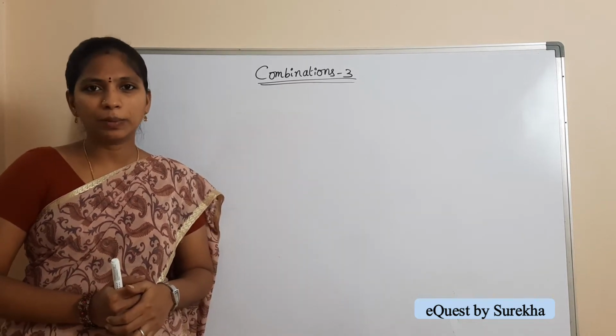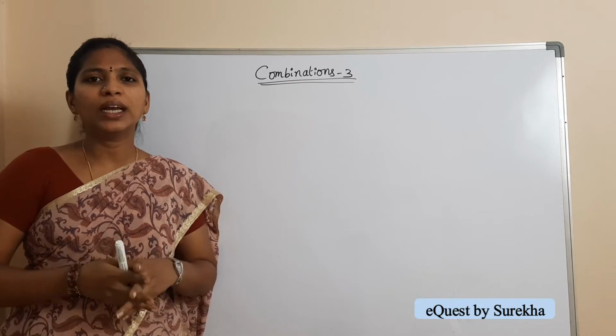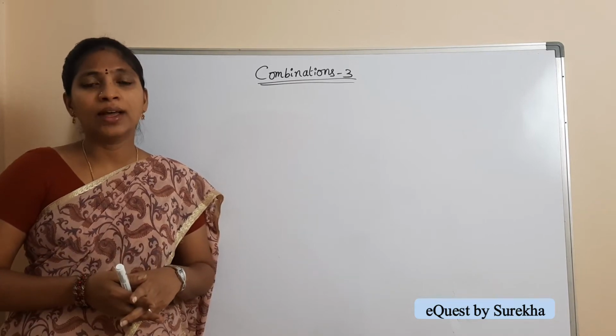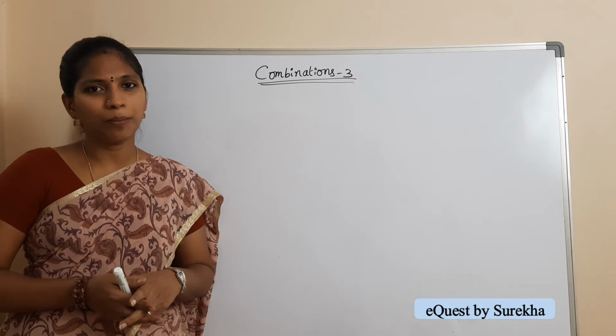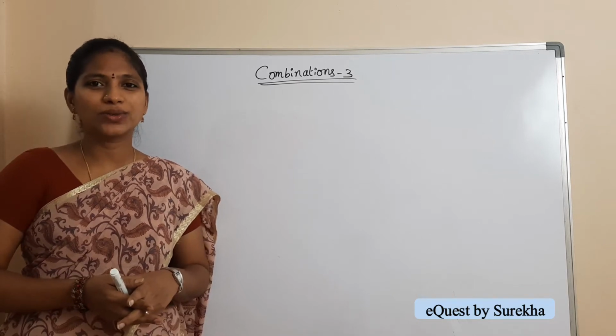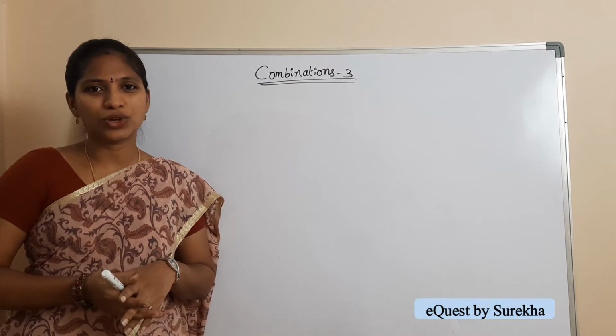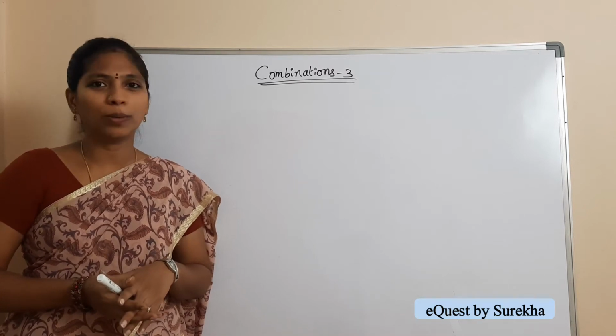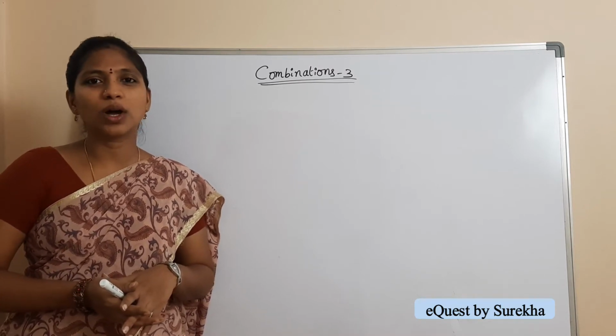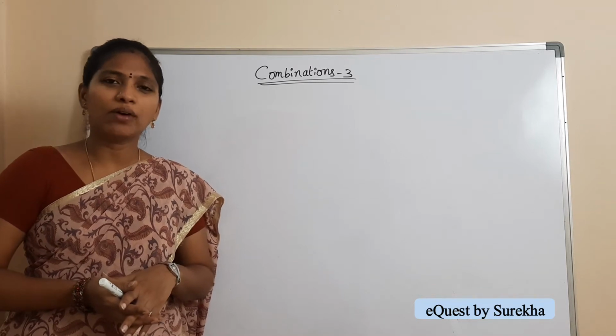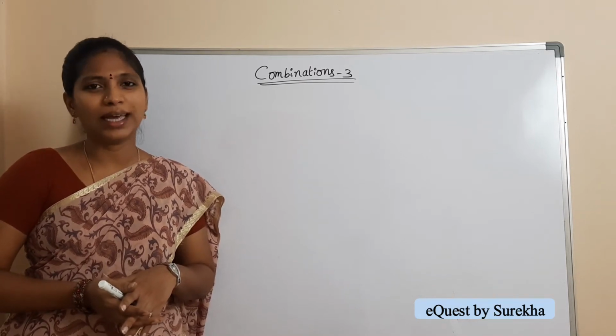In this video, we will be discussing how many straight lines and triangles we can draw by using the given points. Actually, many students think that straight lines and triangles are all related to geometry, not related to combinations. But by using this concept, we can find out the number of straight lines and the number of triangles.